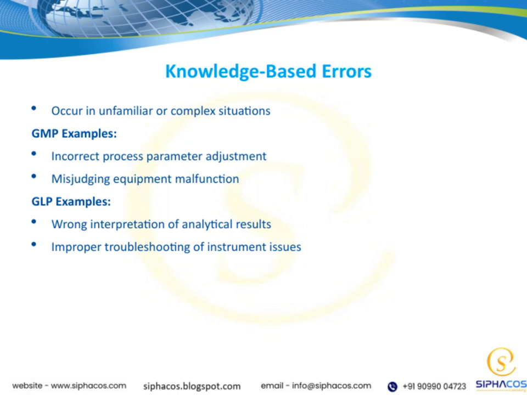Switching to GLP, knowledge-based errors often show up as wrong interpretation of analytical results. This can happen if the data is complex or if there's a misunderstanding of what the results truly indicate. Another common example is improper troubleshooting of instrument issues, which can lead to incorrect conclusions and affect the integrity of the data. Overall, these errors highlight the importance of thorough understanding and careful evaluation in complex or unfamiliar situations to prevent compromising quality or compliance.